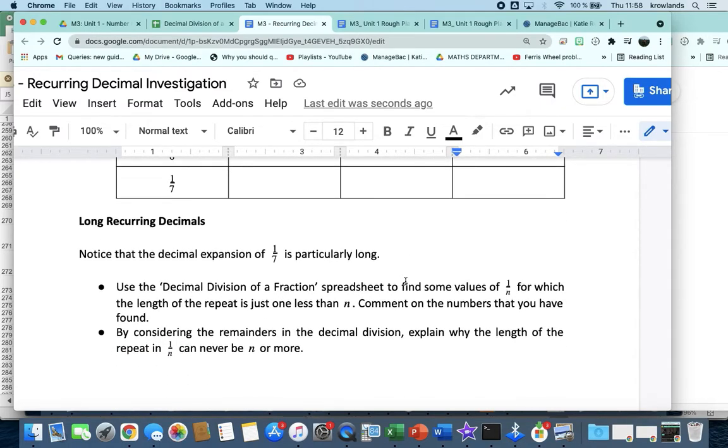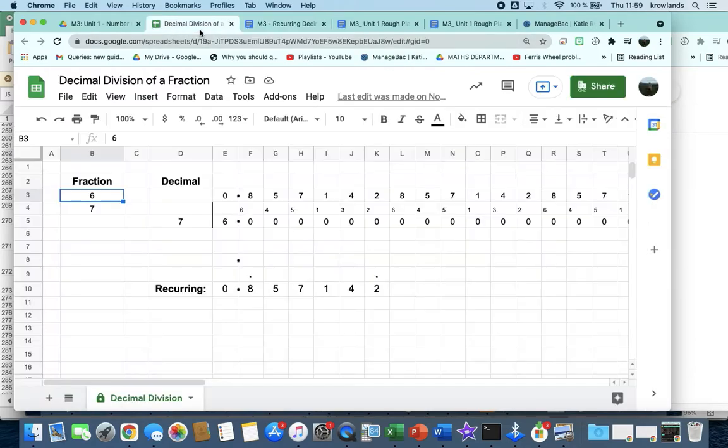However, we may get some differences in the following questions. It says we need to use the decimal division of a fraction spreadsheet. This has been sent to you on Hangouts. To find some values of 1 over n when the repeat is 1 less than n. So basically what we want to say is, if we have 1/7, is the repeat 6? If we have 1/8, is the repeat 7 digits? If we have 1/9, are there 8 repeated digits? How can we get from n to 1 less than n? That's just by minusing 1.